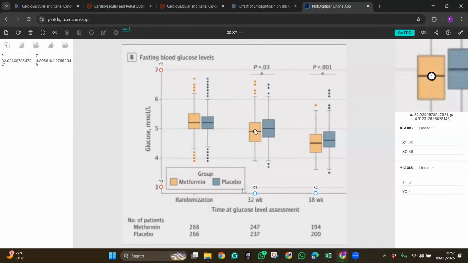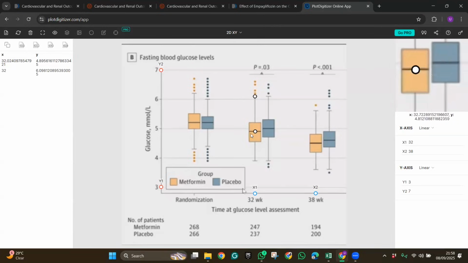So first I wrote what my mean was, which is 32. Then I'm going to click on the upper limit, again at exact 32. You guys see on the left hand side, I've got two values. The first 32 is for the mean, and the upper one is the 32 for the upper limit.